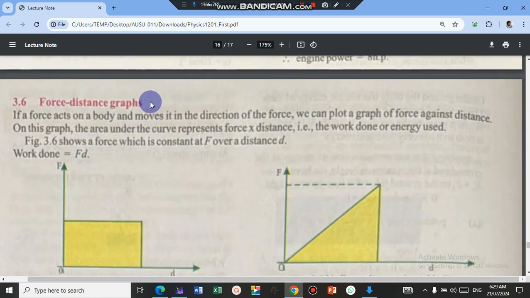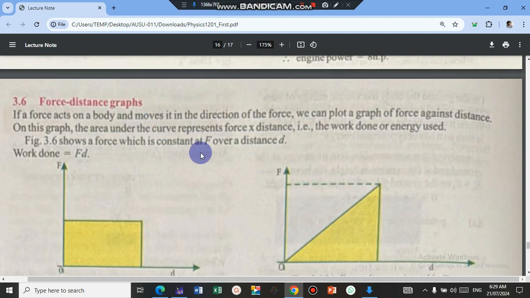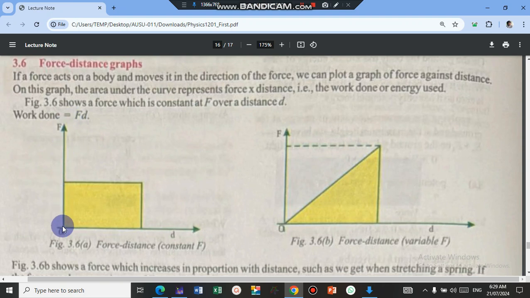Finally, force distance graph. The significance of the force distance graph is that we can get the work done or the energy used using the graph. The vertical axis is for the force, the horizontal axis is for the distance, and it always depends on the shape of the graph. If the shape of the graph is a rectangle, then the area of the rectangle will give us the work done or energy used.